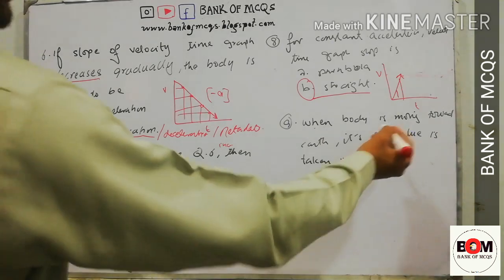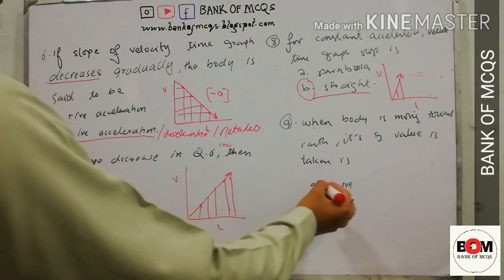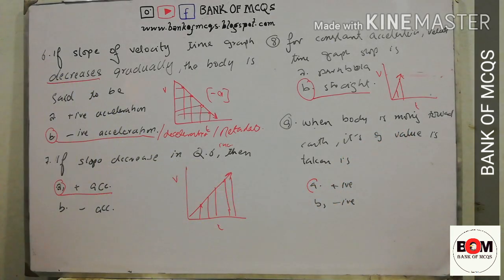When a body is moving towards the earth, its g value is taken as positive or negative.